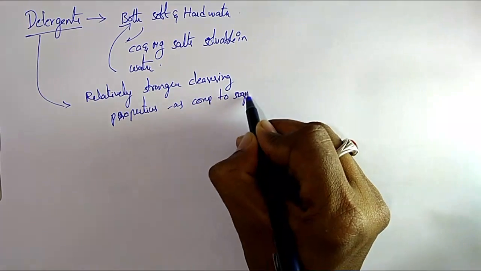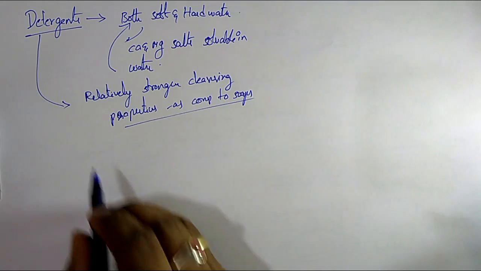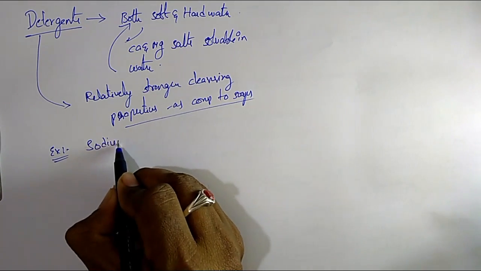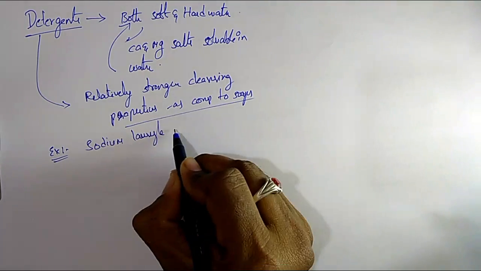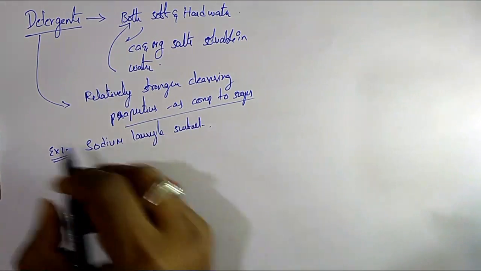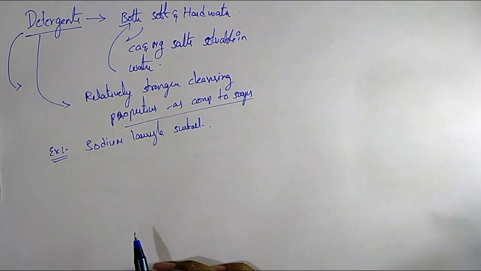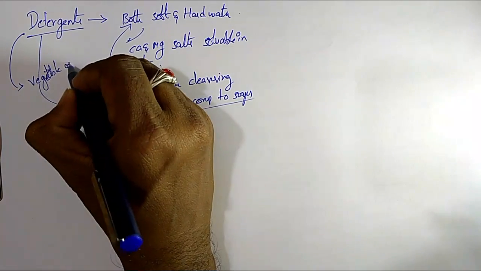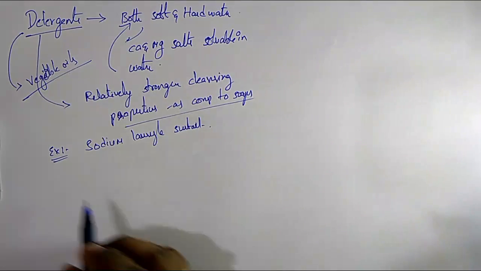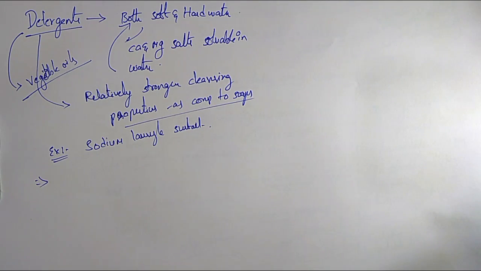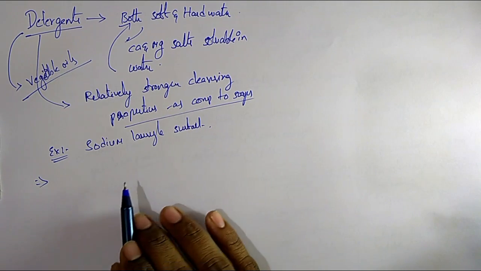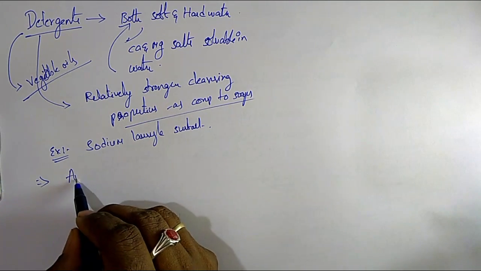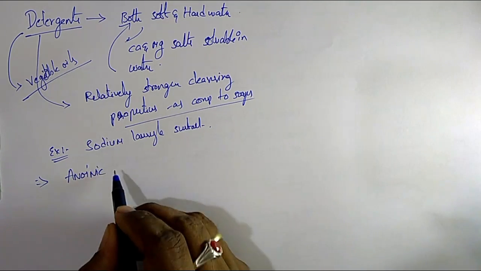The example of these detergents is sodium lauryl sulfate, and these detergents are generally obtained from vegetable oils. These detergents are mainly of three types: anionic detergents, cationic detergents, and non-ionic detergents. First of all, I want to discuss anionic detergents.